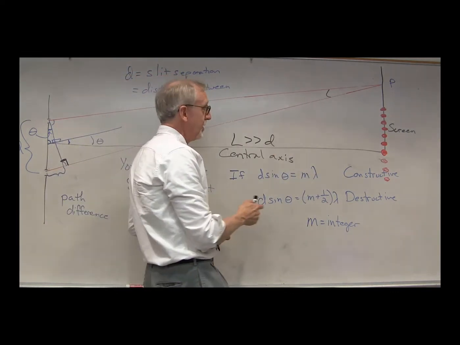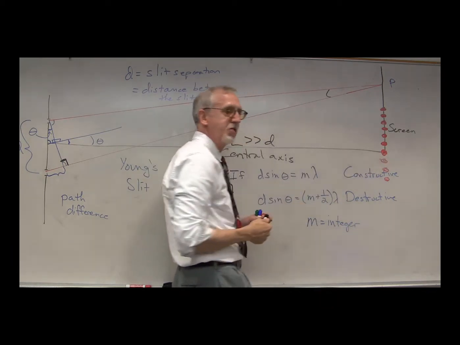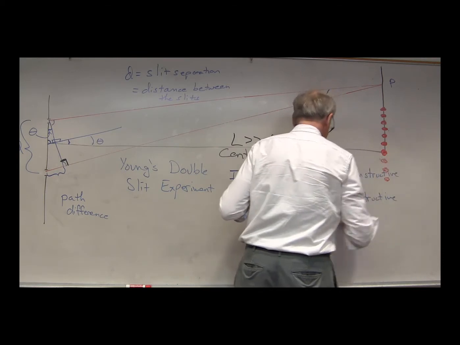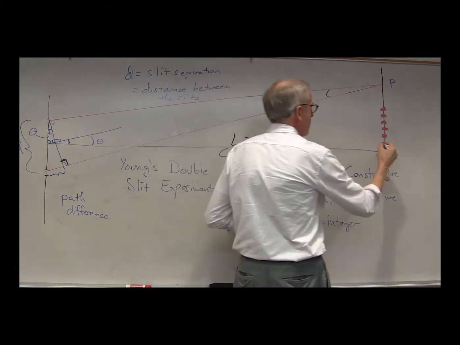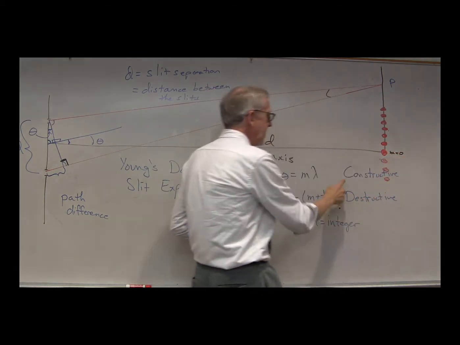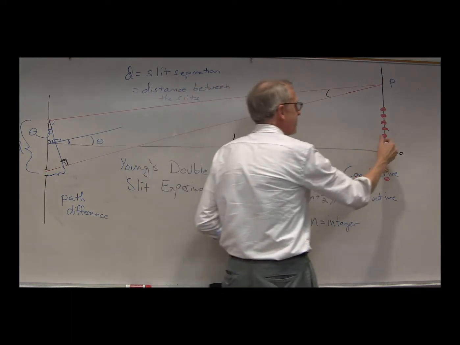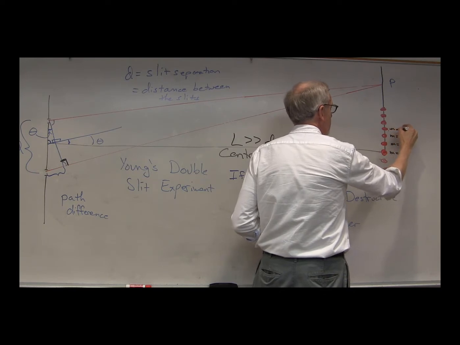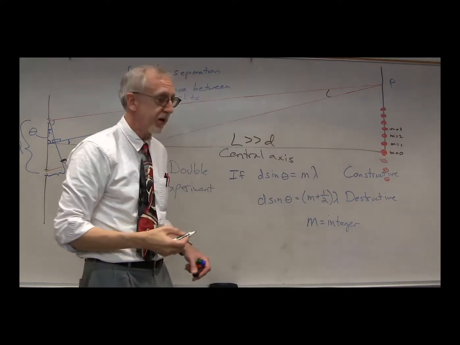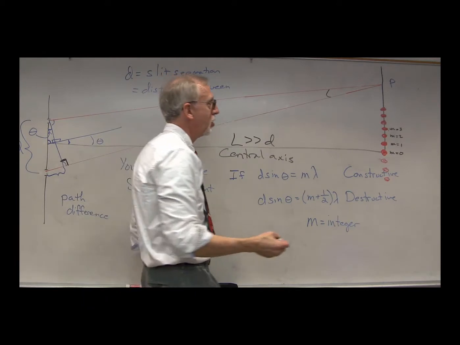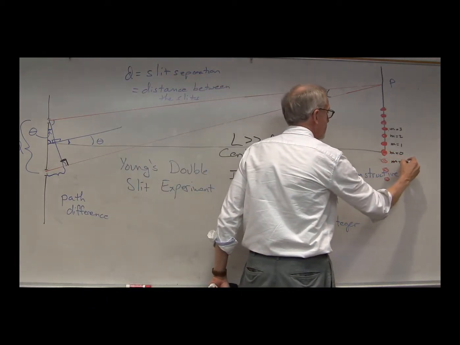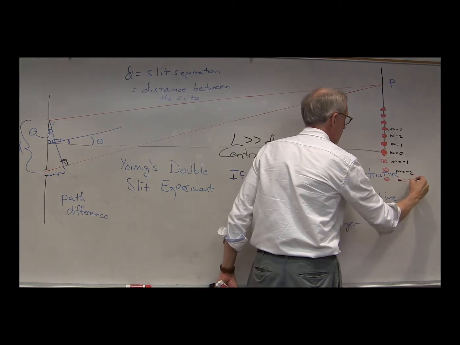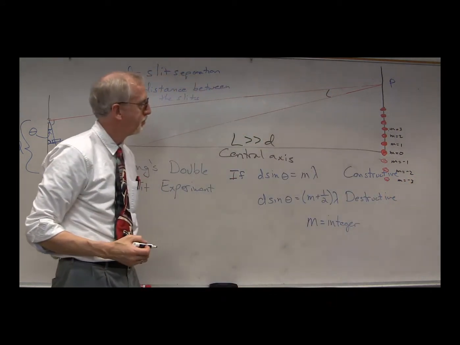Well, for the bright fringes, the central bright fringe corresponds to m equals 0 in our bright fringe equation. The next one is m equals 1. The next one, m equals 2, m equals 3, etc. If we wanted to look at the fringes below the central axis, this would be m equals -1, m equals -2, m equals -3. Okay?